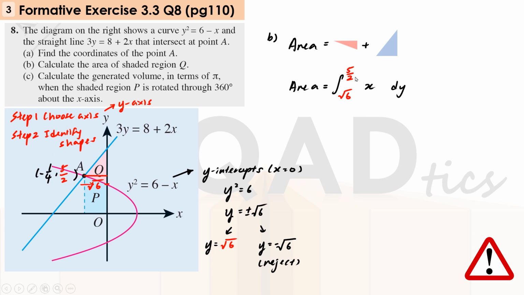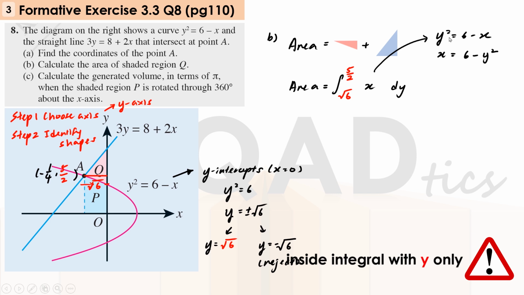Here, the things inside the integral, we need to change to become y. So what we can do is use back the equation and rearrange it a bit, with x on the left and everything on the right. So this x will change to 6 minus y squared.